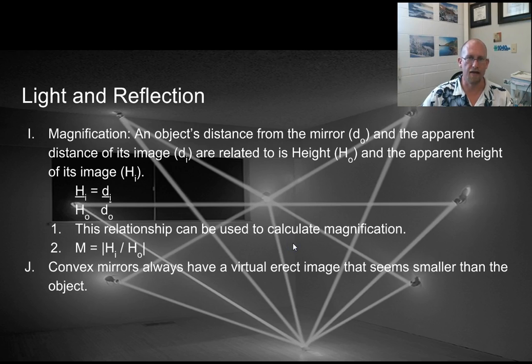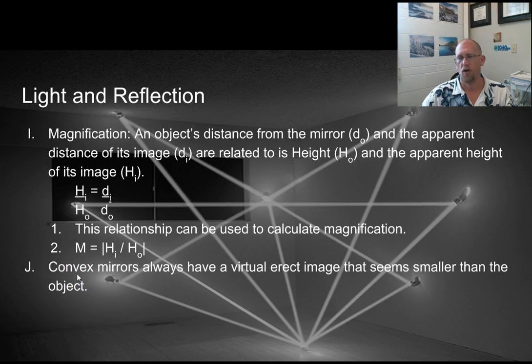To calculate magnification, you need the height of the image and the distance of the image, and the height of the object and the distance of the object from the mirror. Okay, and so we use this relationship to calculate magnification. Magnification is the absolute value of the height of the image divided by the height of the object. And so when you have these two items, you can determine if it's a larger image or a smaller image, if the magnification is greater than 1 or less than 1.